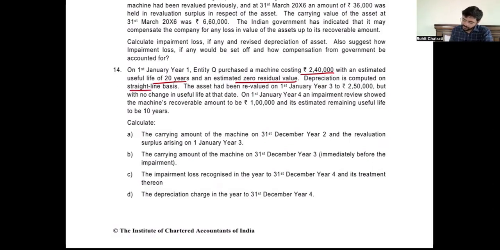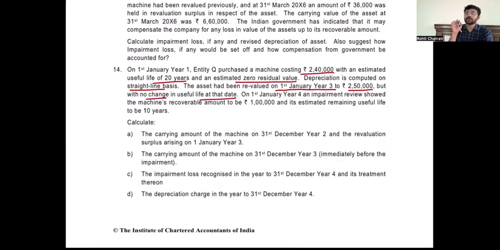Depreciation is computed on a straight line basis. The asset had been revalued on 1st January year 3. 2 years after you purchased it at 2,40,000 on 1st January year 1, you revalued it to 2,50,000, but with no change in useful life as at that date. At that date, the remaining useful life would have been 18 years. And the question is saying we only revalued the value of the asset, but the remaining useful life continued to be 18 years.